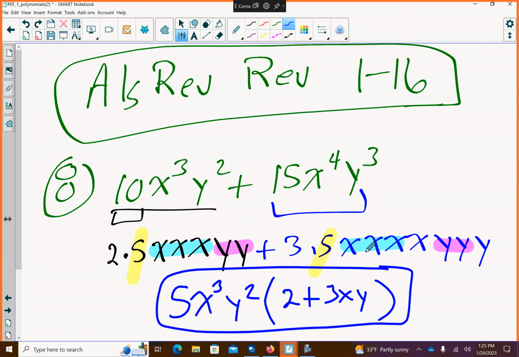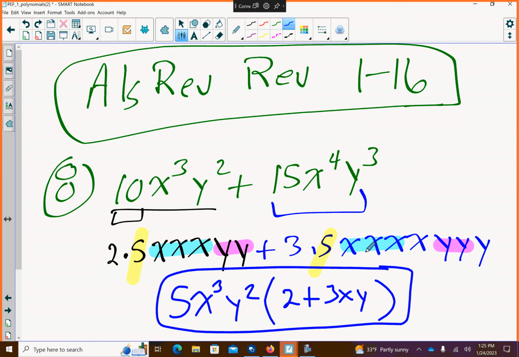2 x^5 y^2 plus 3 x^5 y^2? No. If you get the answer right, doing it the way you can do it in your head, a lot of times you can look at it and say, I know they both have a 5. It looks like I can factor x to the third out. Looks like I can factor y squared out. So it's just how you want to do it. Okay?